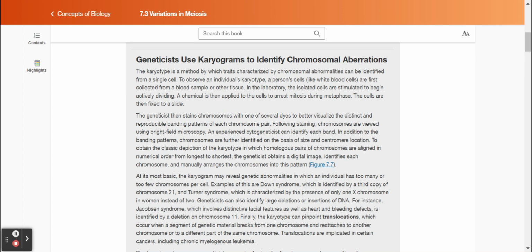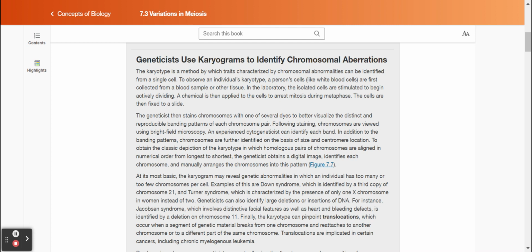To observe an individual's karyotype, a person's cells, like white blood cells, are first collected from a blood sample or other tissue. In the laboratory, the isolated cells are stimulated to begin actively dividing. A chemical is then applied to the cells to arrest mitosis during metaphase.